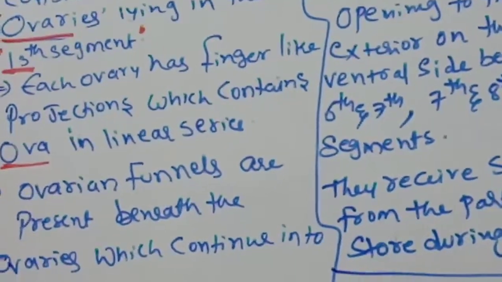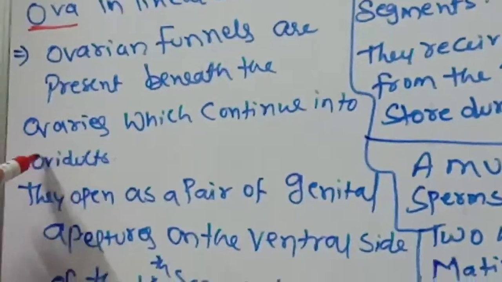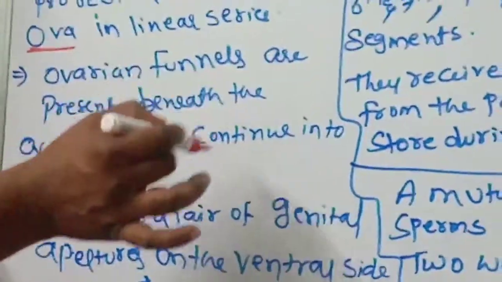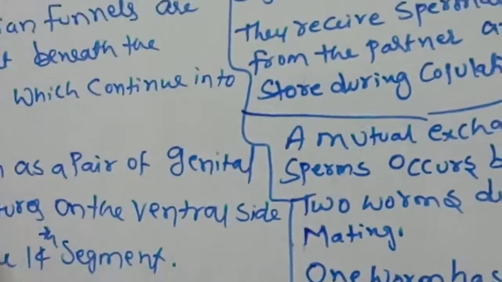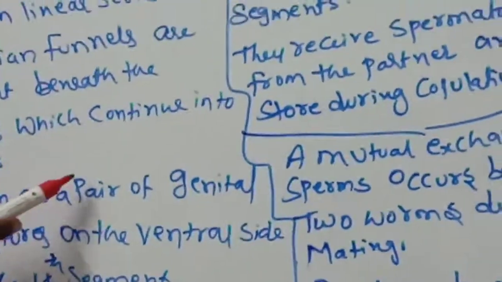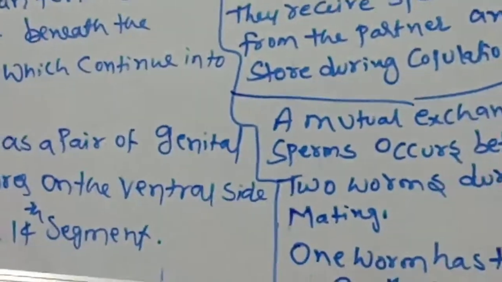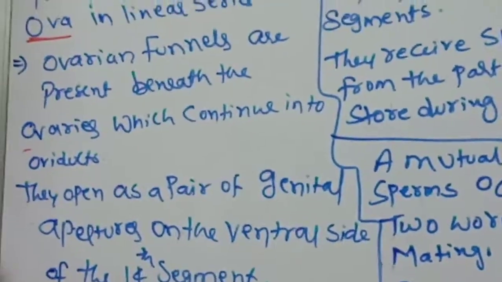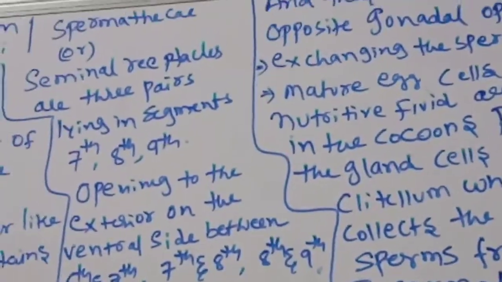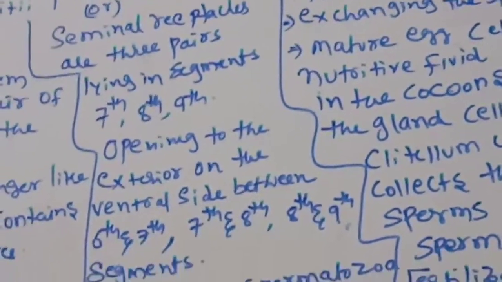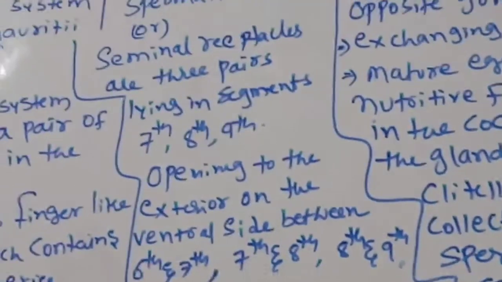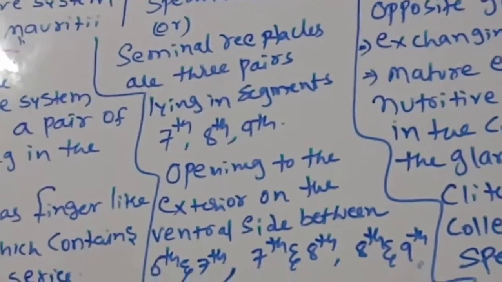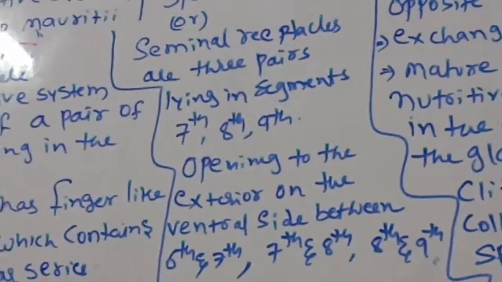Ovarian funnels are present beneath the ovaries, which continue to oviducts. The ovarian funnels collect the eggs from the ovary and continue to the oviducts. They open as a pair of genital apertures on the ventral side of the 14th segment. That is most important to remember. The female genital aperture is in the 14th segment.